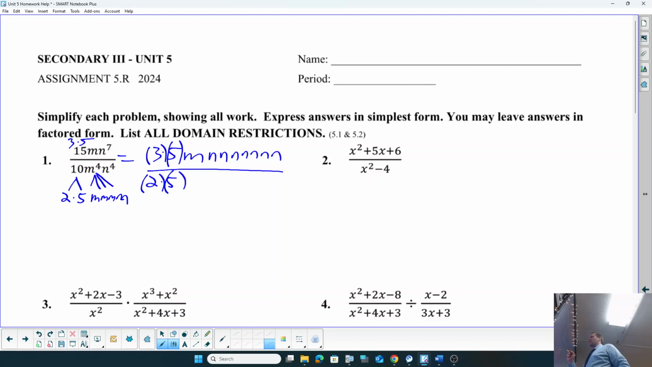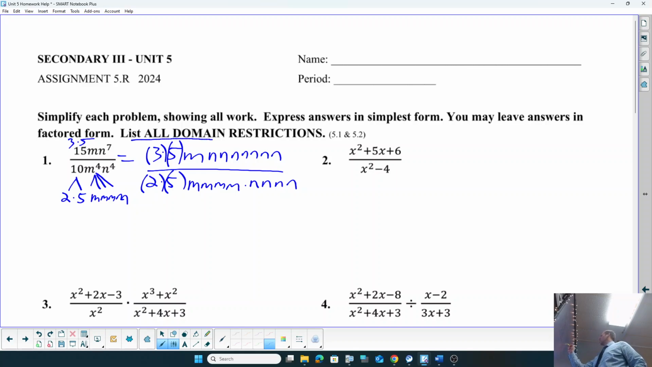And then we write out our m's. There's 4 of them. 1, 2, 3, 4. And there's 4 n's as well. 1, 2, 3, 4. Look how we broke it down as small as possible, right? Now let's talk about our restrictions. Remember, it can't be 0 in the bottom. And if there's just a letter by itself, then the restriction is 0.